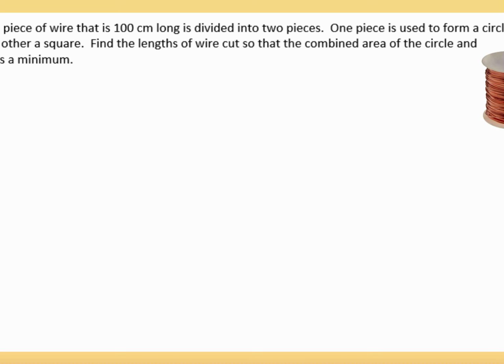All right, and here's our final one. Kind of love this problem. A piece of wire that's 100 centimeters long is divided into two pieces. One piece is going to be used to form a circle, the other a square. So we've got 100 centimeters length of wire cut into two pieces. One part is going to be folded into a square, and one part into a circle, all from 100 centimeters of wire.